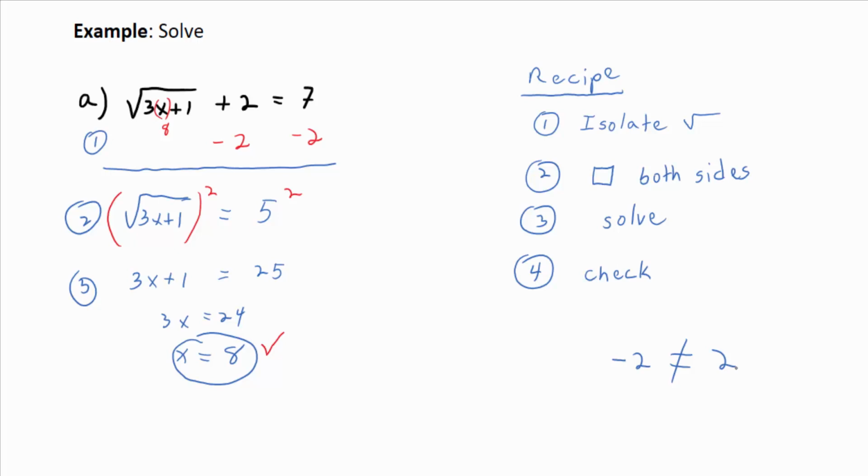What happens if I square both sides of that not-equal-to statement? I get an equal-to statement, right? That's why you get extraneous solutions. You're squaring both sides of an equation here, but you might be introducing solutions that don't work when you square both sides. So negative 2 does not equal 2, but 4 equals 4 when you square both sides. So you've got to be careful and check your answer for extraneous solutions.